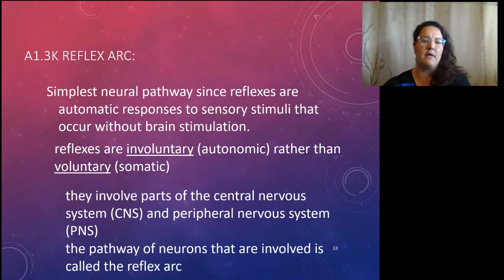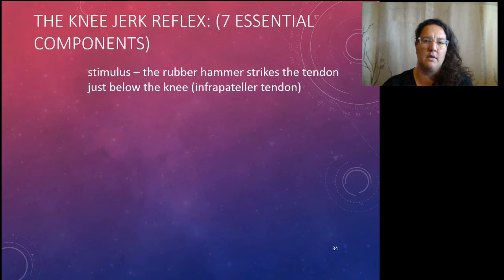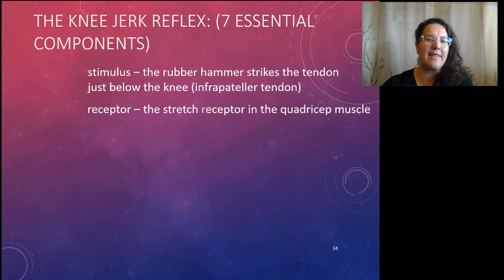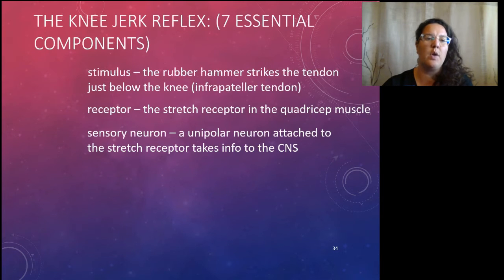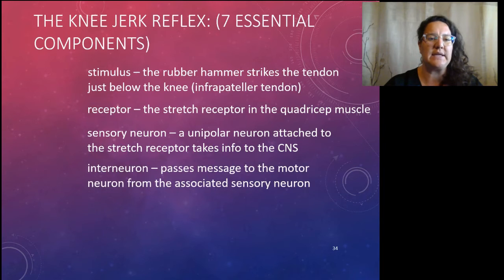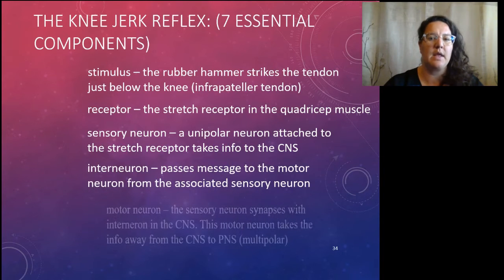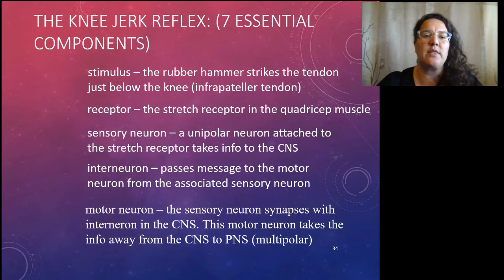So, the pathway of neurons that are involved in this autonomic response are known as a reflex arc. So, when we look at the components of a reflex arc, we are going to look at the knee jerk reflex. So, the first one that we see is the stimulus. So the stimulus is when the rubber hammer strikes the tendon just below the knee. Our receptor in our body is going to be a stretch receptor in the quadricep muscle.